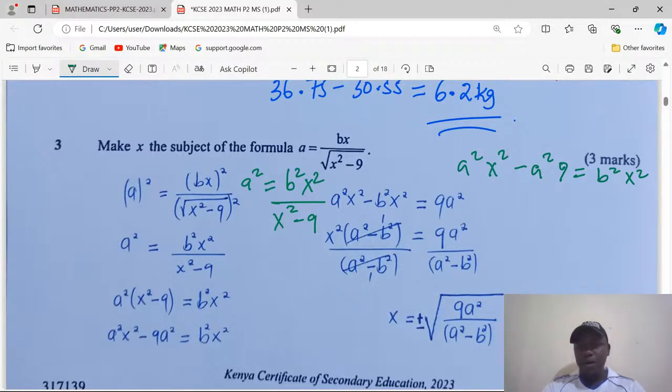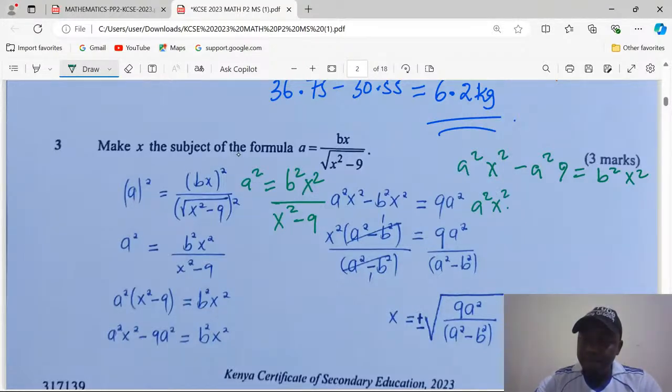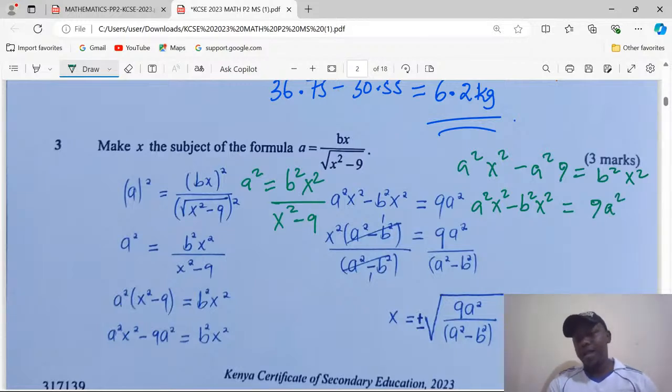At this point now, the terms with x can be brought together. And in such a case, we will have a squared x squared minus b squared x squared equals 9a squared.